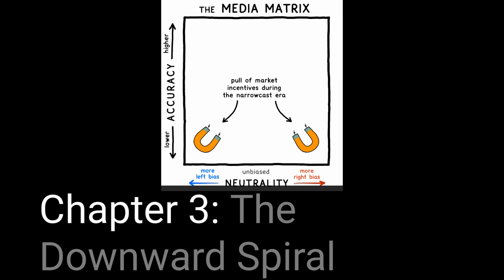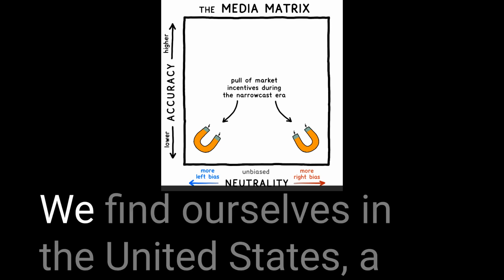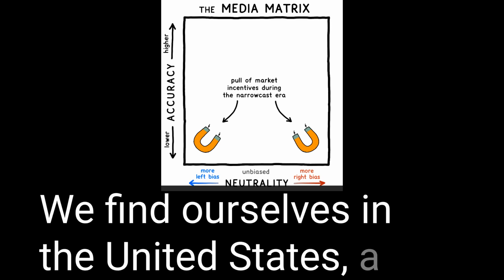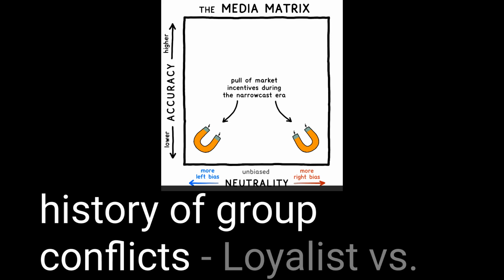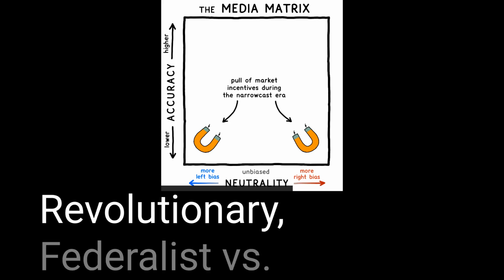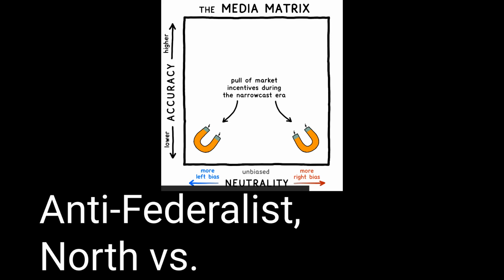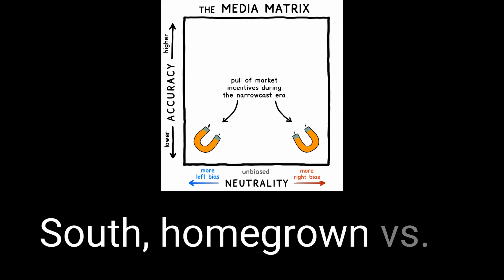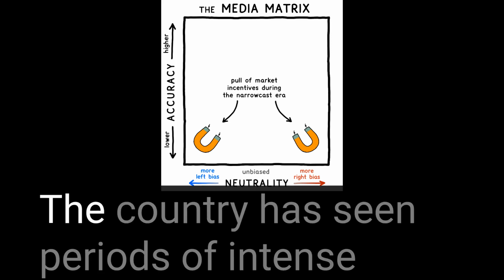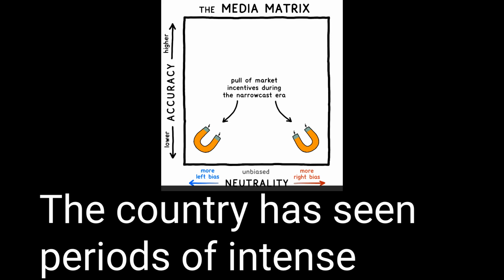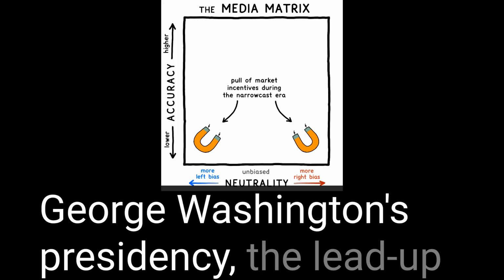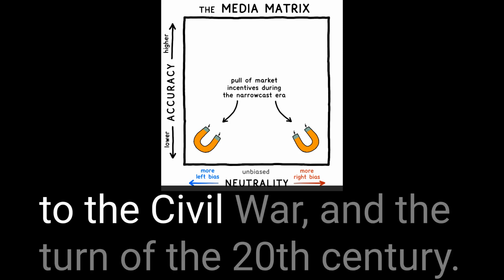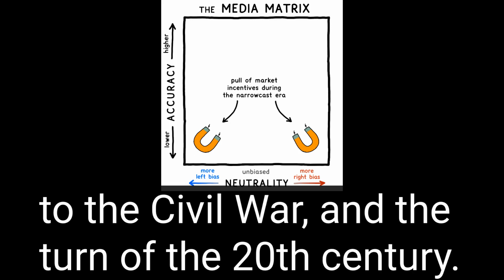Chapter 3: The Downward Spiral. We find ourselves in the United States, a diverse nation with a rich and tumultuous history of group conflicts: Loyalist vs. Revolutionary, Federalist vs. Anti-Federalist, North vs. South, Homegrown vs. Immigrant. The country has seen periods of intense political strife, like the years following George Washington's presidency, the lead up to the Civil War, and the turn of the 20th century.